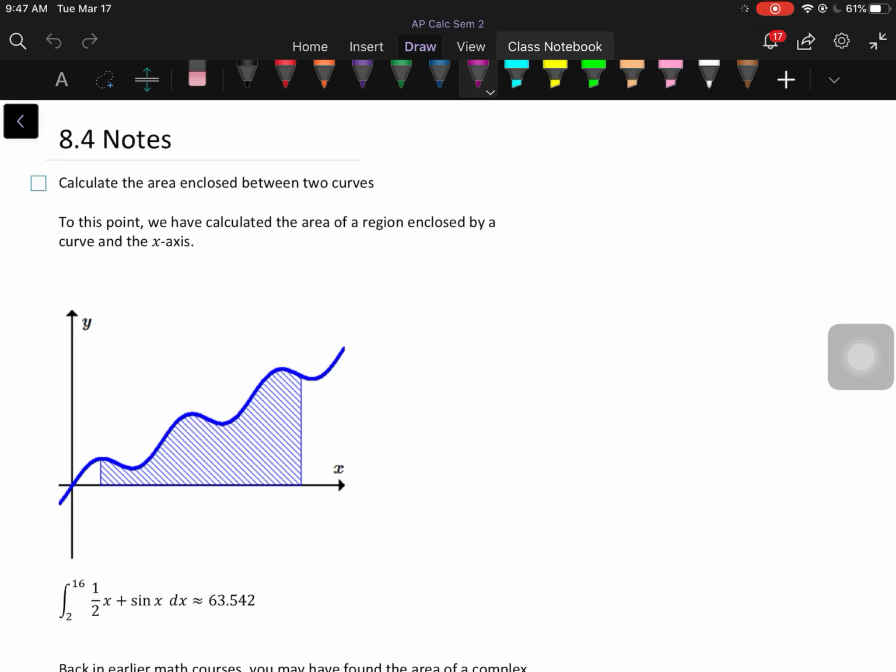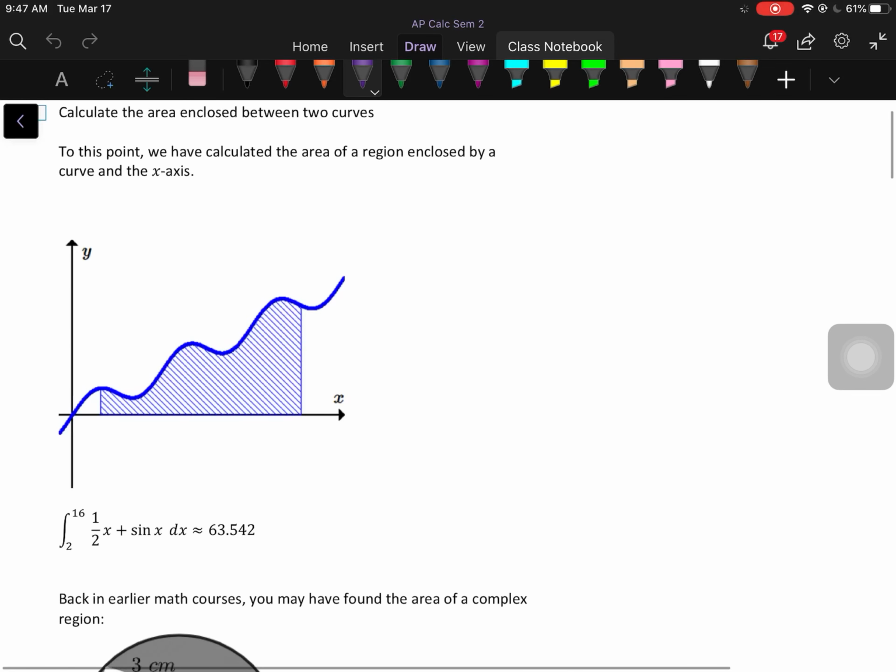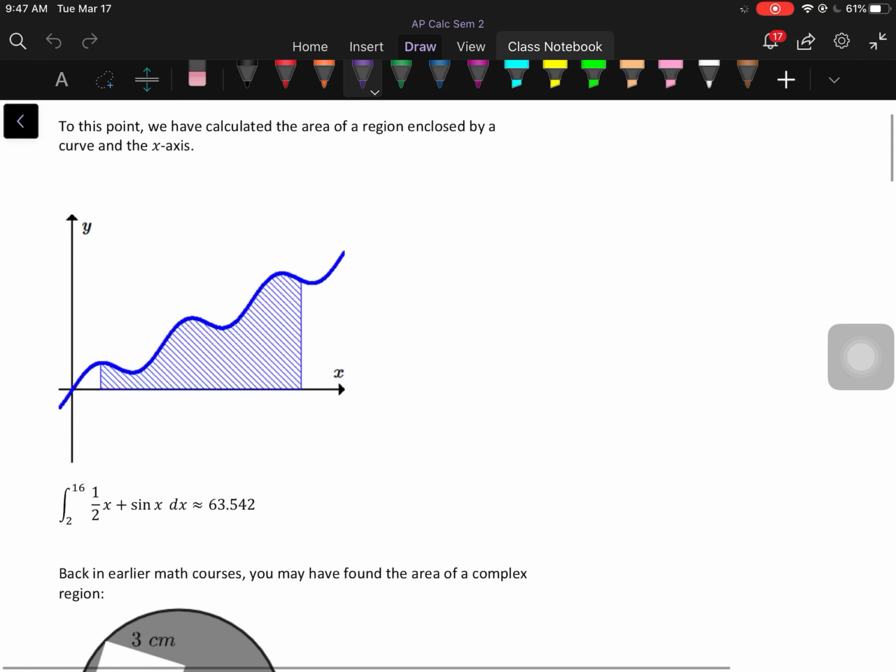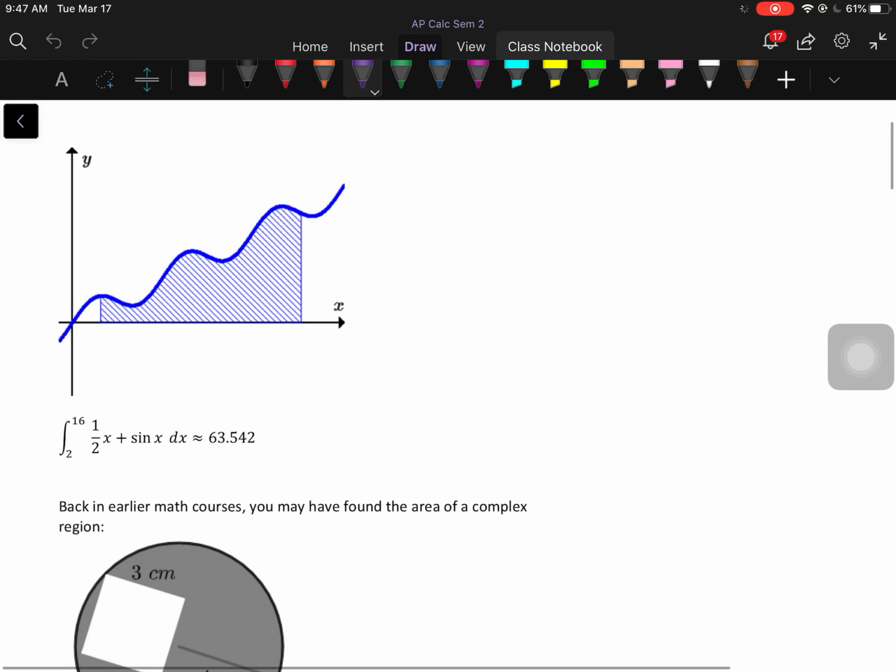Okay, welcome to the 8.4 notes on the area between curves. Today we're going to find the area enclosed between the graphs of two different functions. To this point, we have calculated the area of a region enclosed by a curve and the x-axis, as shown in this blue graph right here.